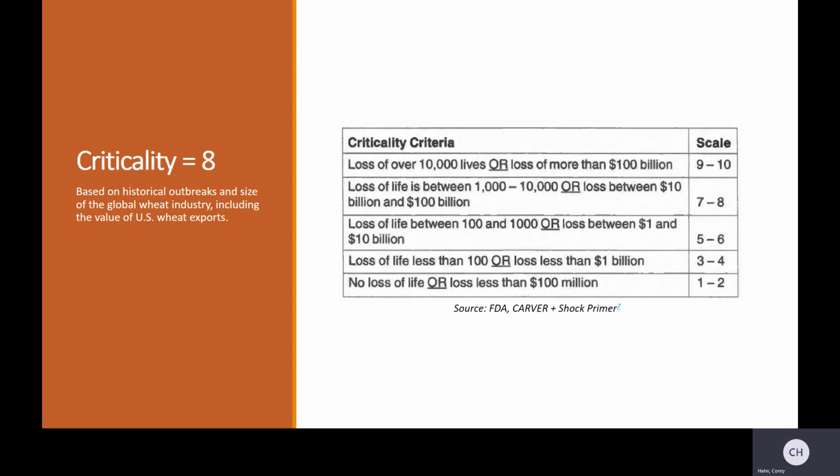All right, so now we move on to the scoring part of the analysis, and the first attribute to be scored is criticality. And given the scenario and assumptions, this was scored as an 8, primarily based on data from historical outbreaks as well as the size of the global wheat industry. It's less than $100 billion, including the value of US wheat exports, which is estimated to be about $6 to $7 billion.